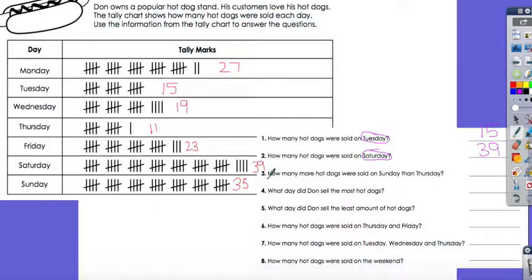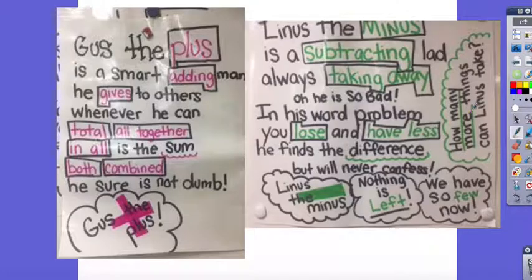How many more hot dogs were sold on Sunday than Thursday? All right, guys. It's asking me about Sunday. Sunday is 35, and it's asking me about Thursday. Thursday is 11. So what do I do with that 35 and that 11? How many more? Is that Gus the Plus or Linus the Minus?